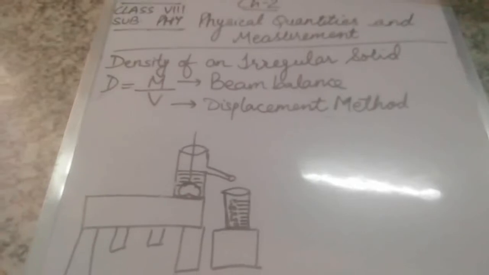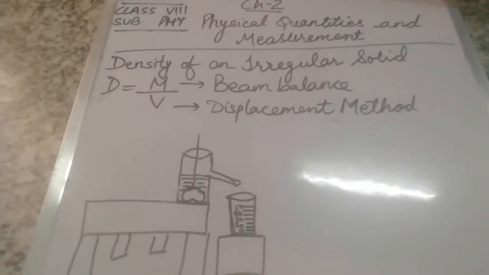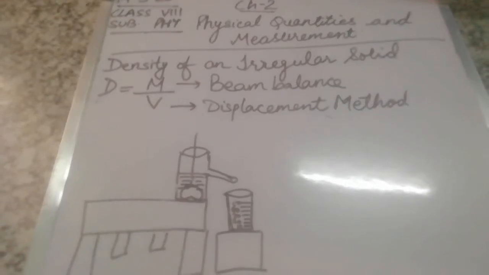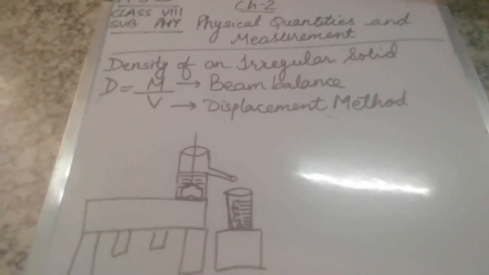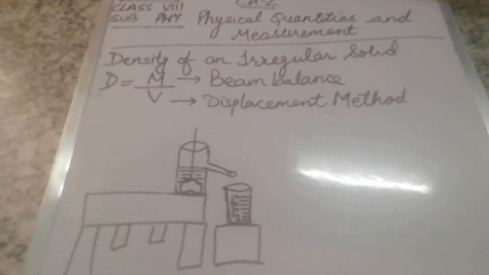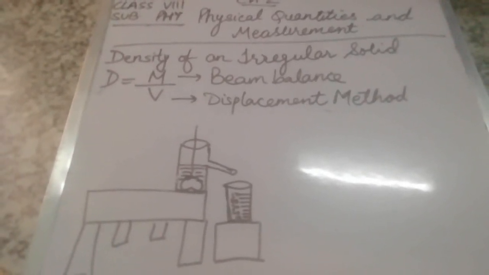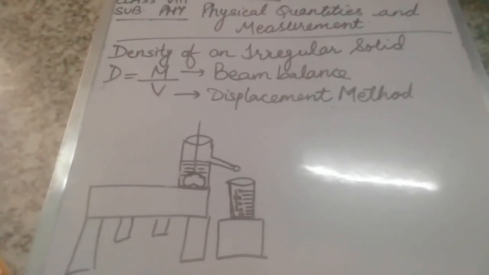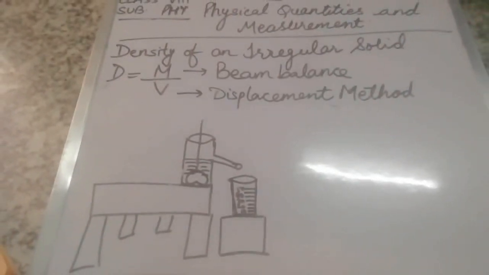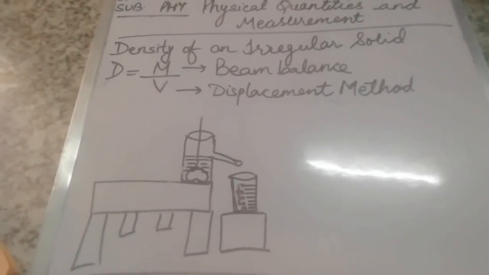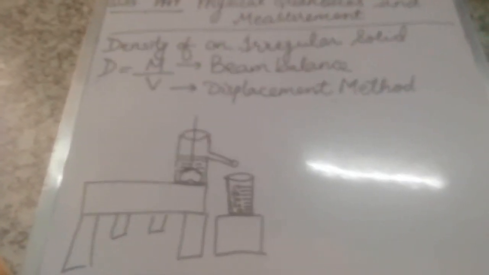Okay, what will we do to find the volume of this stone piece? Let's fill the Eureka can with a known amount of water. We have filled the water till the opening of the spout, so that no water will come out from the Eureka can. Now the second step is to tie the stone piece using a thread and immerse the stone piece inside the Eureka can.